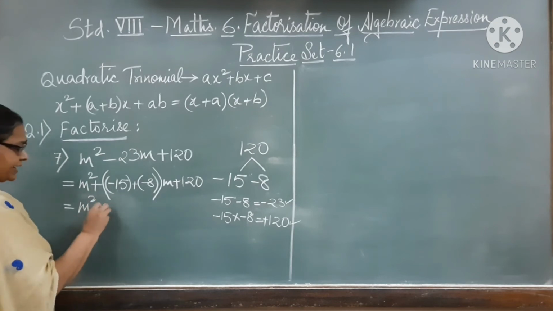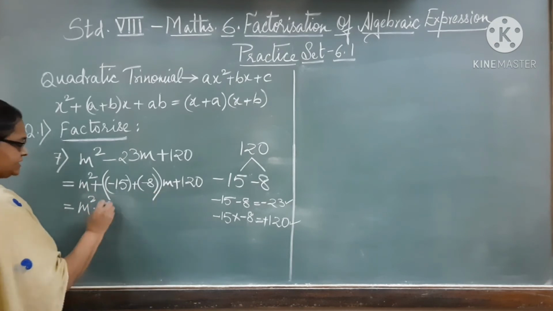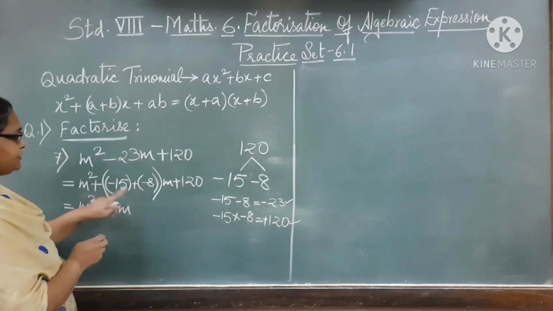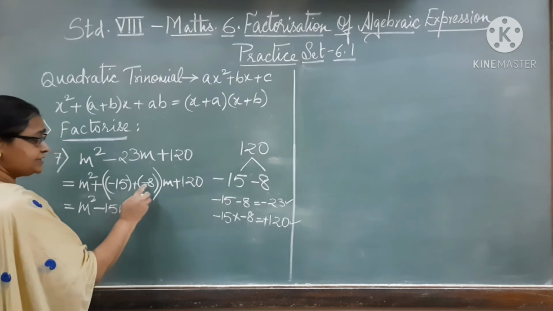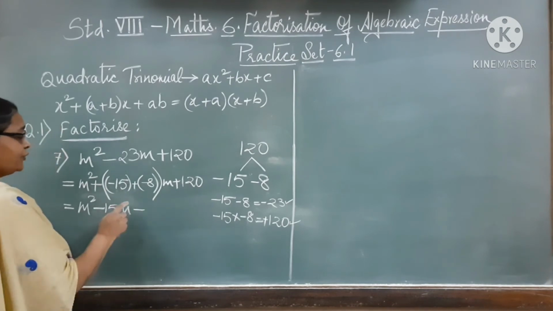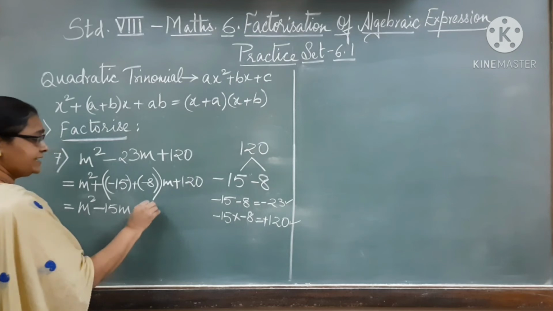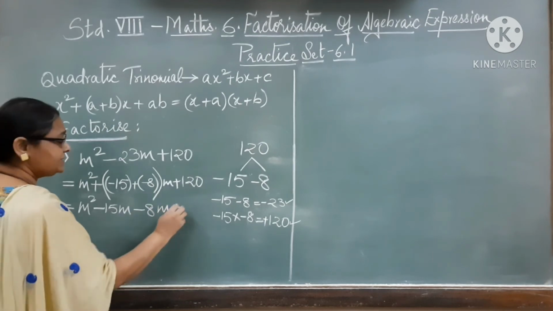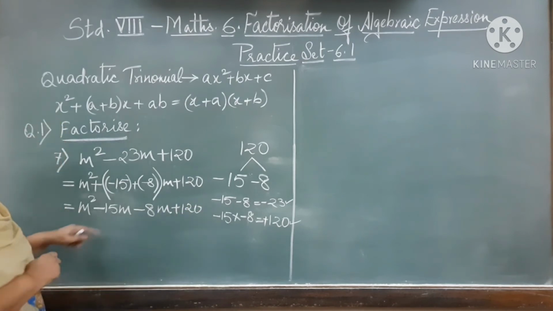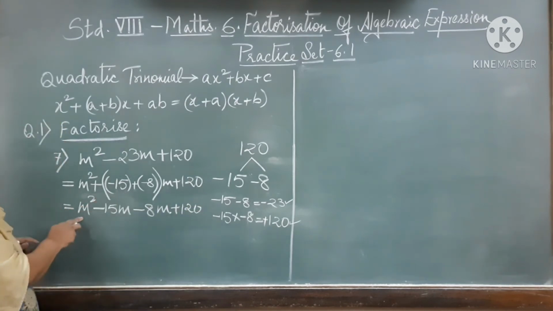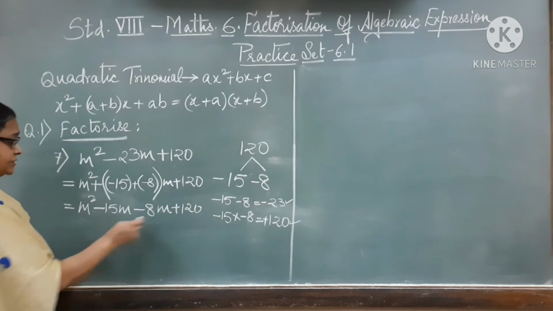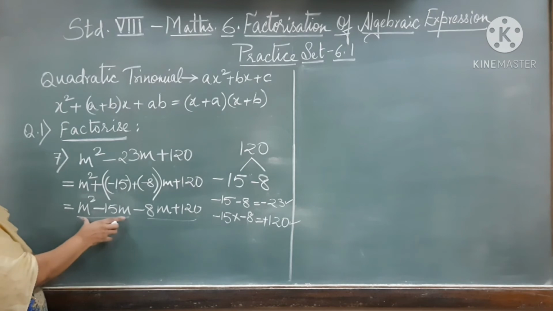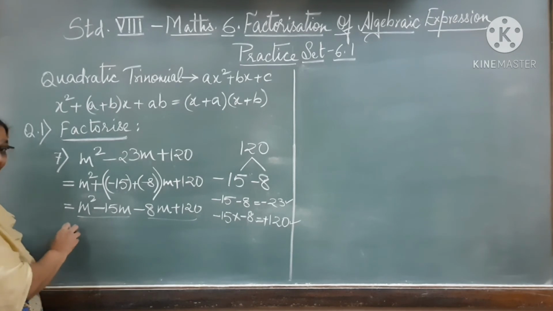Plus into minus is minus. 15 into m is 15m. Plus into plus is plus, but here plus into minus is minus again. So minus 8 into m is minus 8m plus 120. So here I have now 4 terms. Let me group them into 2 terms in each group. And now let me simplify this so that I get the factors.